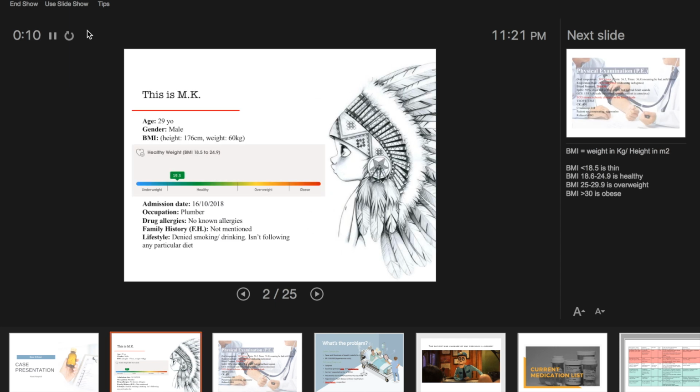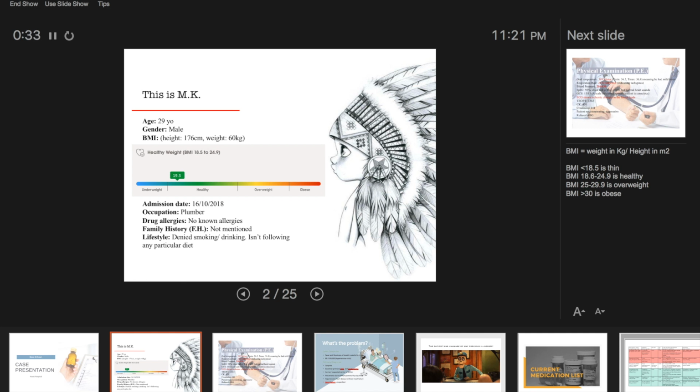This is MK and he's my patient. He's 29 years old, Indian male. His BMI is 19.3, lying within the normal range. And basically he works as a plumber. He's got no known allergies, no family history mentioned, and his lifestyle is fine. He doesn't smoke, doesn't drink, and isn't on a particular diet.